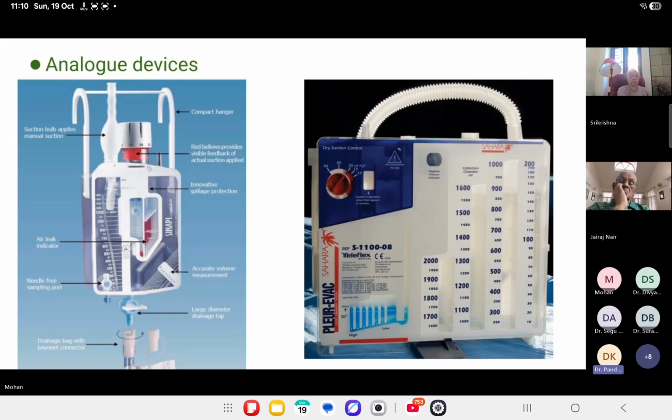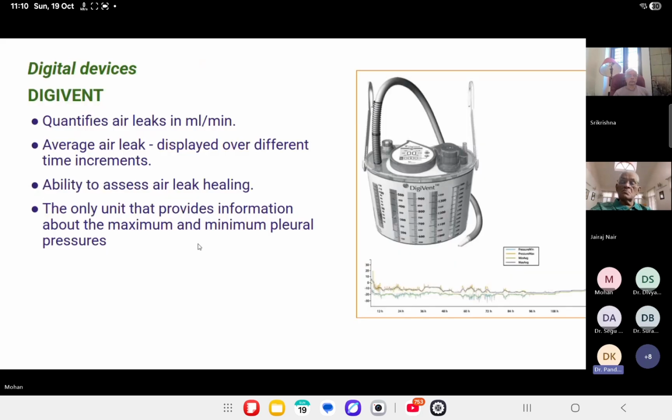There are some analog devices in which this is incorporated, like Pleurevac, which we see sometimes. And there are some digital devices which quantify air leaks in ml per minute, with average air leak displayed over different time increments. They can also assess air leak healing depending upon the trend shown in the graph. And this is the only unit which provides information about the maximum and minimal pleural pressures also.